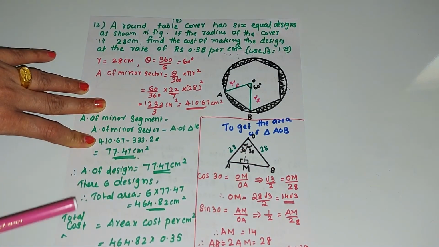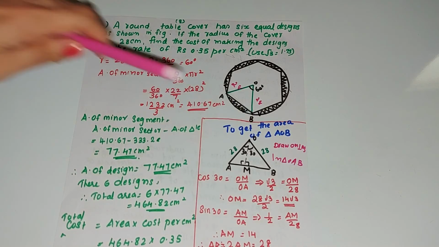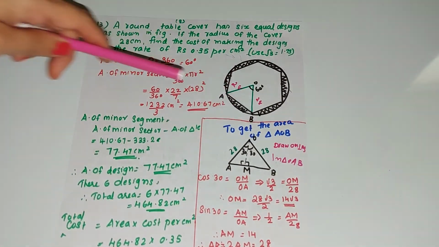OM perpendicular to AB. In triangle OAB, cos 30 equals OM by OA, so OM equals 14 root 3, and sin 30 equals AM by OA, so AM equals 14. So here AB equals 2 into 14, which is 28. So we got AB also 28. From this we can understand this is an equilateral triangle.